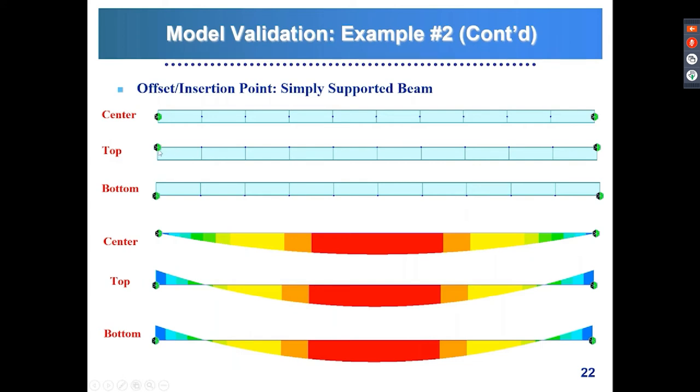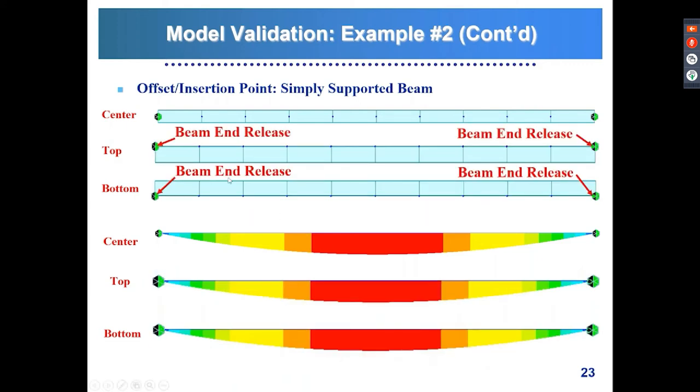The other two examples, one has the insertion point at the top, the other one has it at the bottom. As soon as you have your support or your insertion point anywhere other than the CG of the section, you're going to start seeing these negative moments at the ends. Like I said, this is a result of that internal rigid link that Midas creates when you use the offset insertion point. It is the same issue as the first example, so naturally the solution is the same. Once you add beam releases at the end, all three cases will give you the same result.